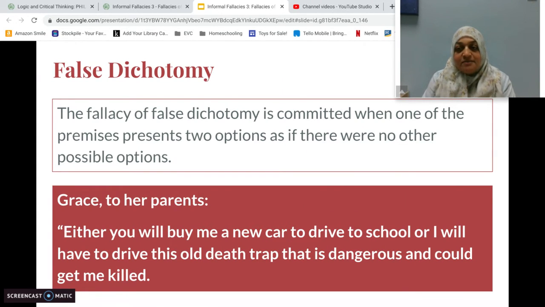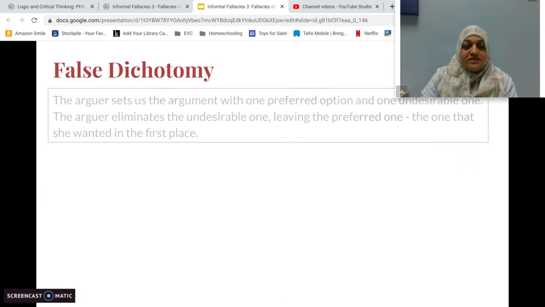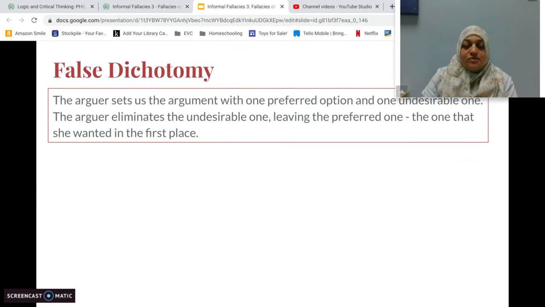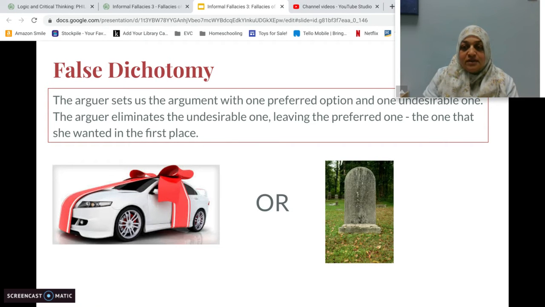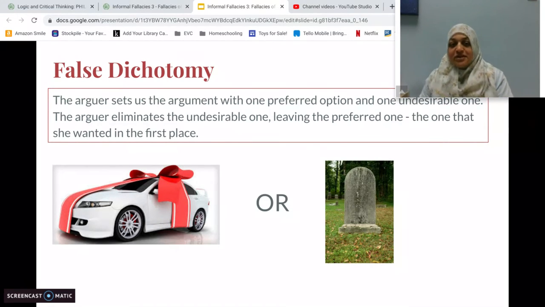Okay, so dichotomy, di means two, right? So it's saying that there's two options, but that's false. There could be more. So let's see how this works. Basically, the arguer will set up the argument with one preferred option and an undesirable one. So here's one option, a brand new car, or I'll die because this is a death trap, right?